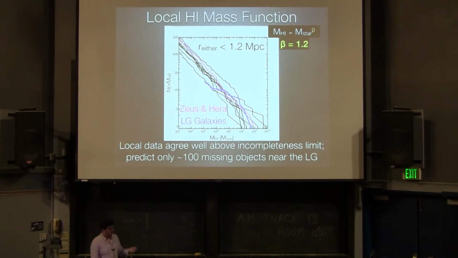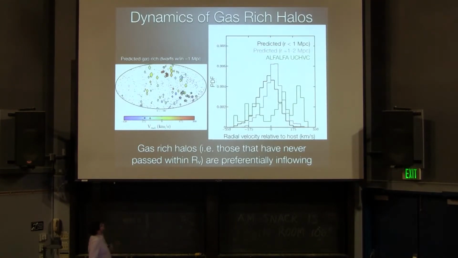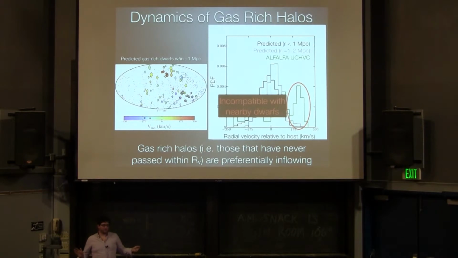Okay, so we can then compare all these gas-rich objects to observations. So here, what I'm plotting on the left, in diamonds, are the gas-rich objects around one of our halos, in this case Hera. And in circles are the ALFALFA ultra-compact high-velocity clouds, which they think might be extragalactic mini-halos. Now mostly I want to draw your attention to this set up here of ultra-compact HVCs that are moving away from us very quickly, which correspond to this peak in the radial velocity histogram, which are just totally incompatible with the nearby dwarfs.